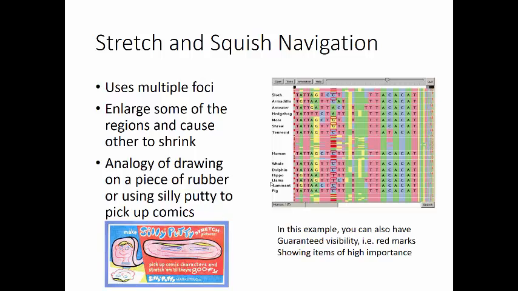So basically it uses multiple rectangular foci of global extent for distortion, and the interaction metaphor when enlarging some regions causes others to shrink. The example here is the PRI sequence juxtaposer that supports comparing gene sequences using the stretch and squish navigation idiom, with guaranteed visibility of marks representing items with high importance values. So, if we want to look at something very important in the genome, we'll select that, and that one will always remain in focus, but the others we can stretch out.